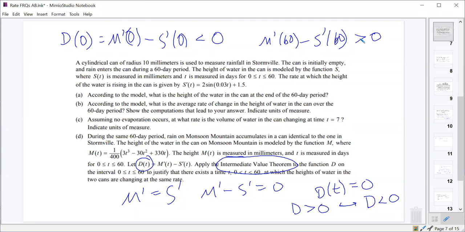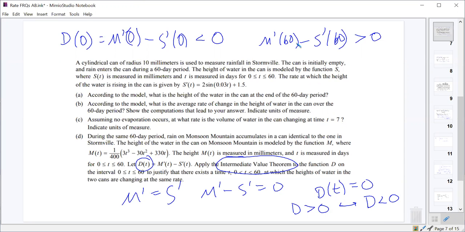And then you'd say by the intermediate value theorem, since d changes signs, it's negative at 0 and it's positive at 60, therefore there must be a place where d of t equals 0 on that interval. And therefore, there must have been a place where m prime was equal to s prime. Does that make sense or not? A little bit complicated there, but yeah, cool. Anybody else? Any other questions?